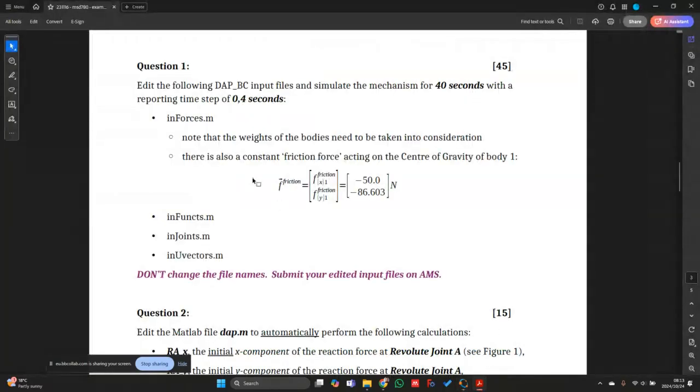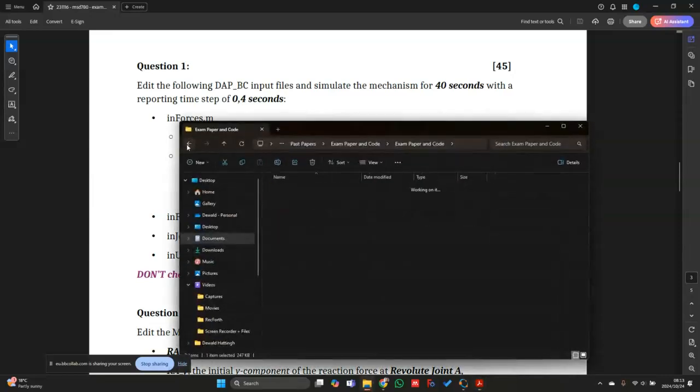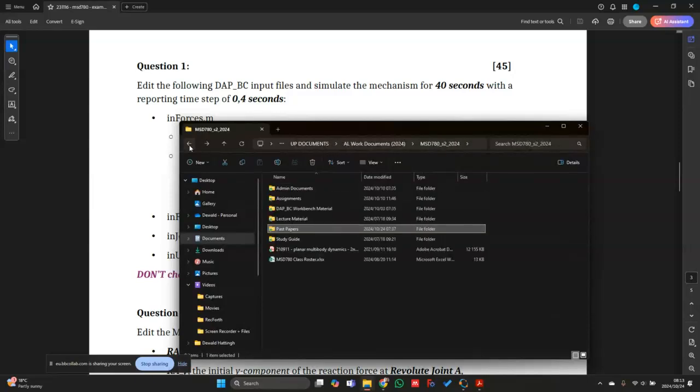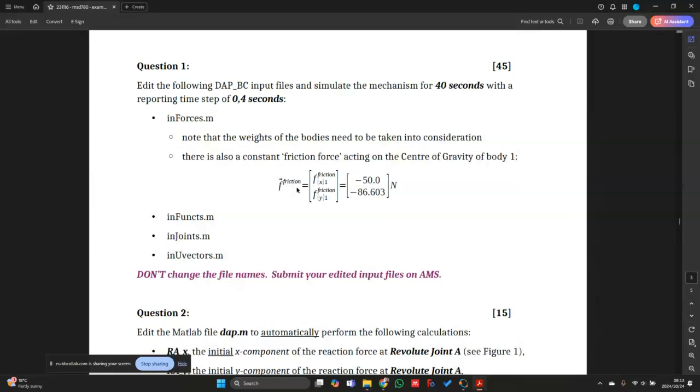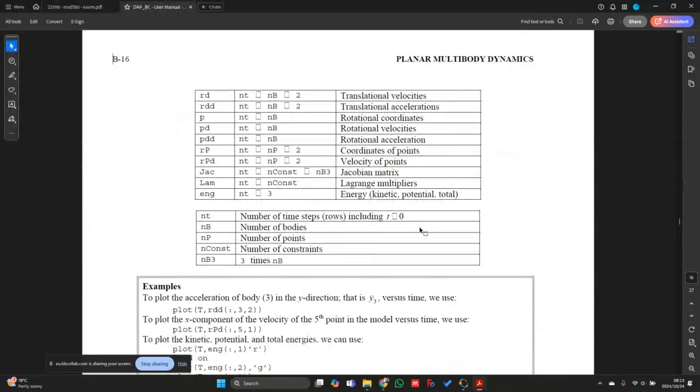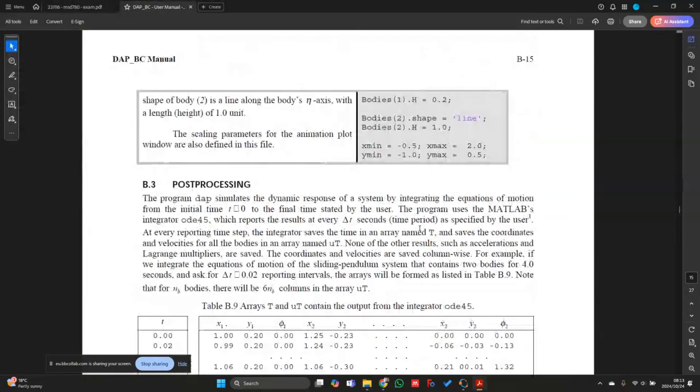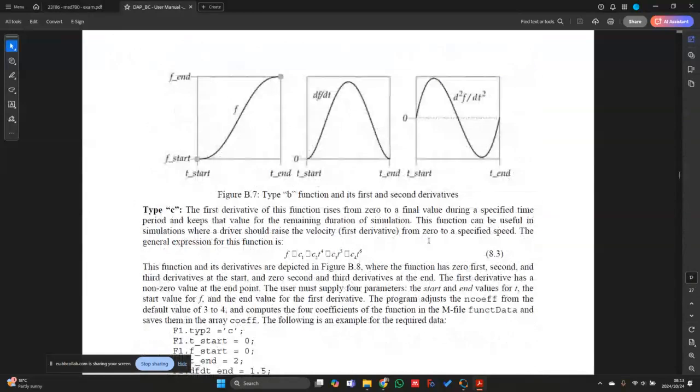Okay, once this is done, then it says there's also a constant friction force acting at the center of gravity of body 1. So if I perhaps forgot how to define this, I can always go to the user manual that I'll also have available. So I think this would be the DAP-BC user manual. If I open this one up, the one that we are interested in is enforces. So I'm just going to scroll up.